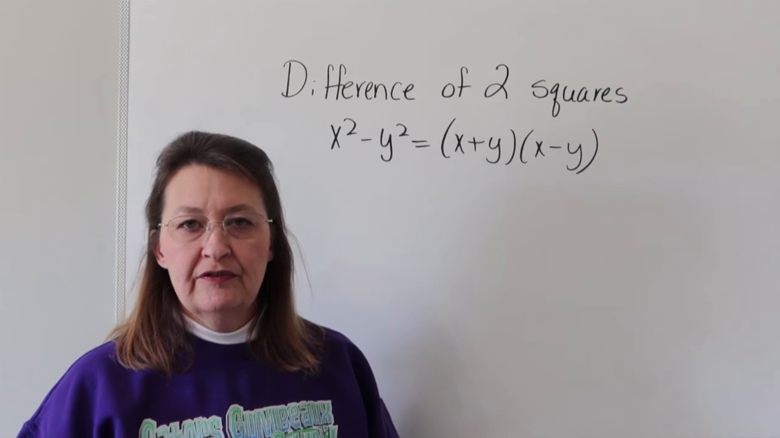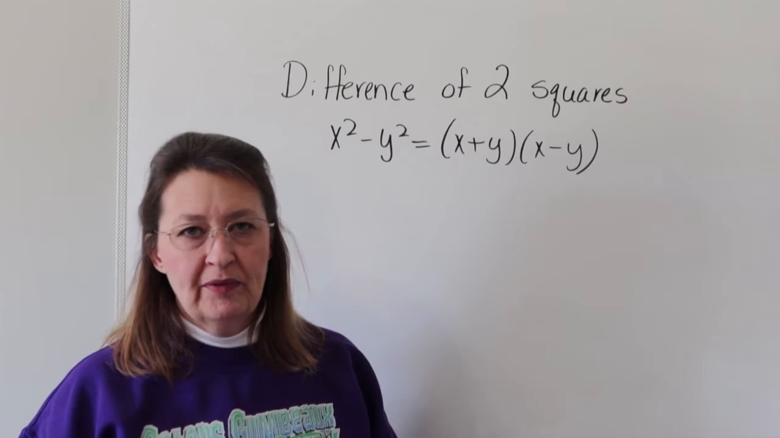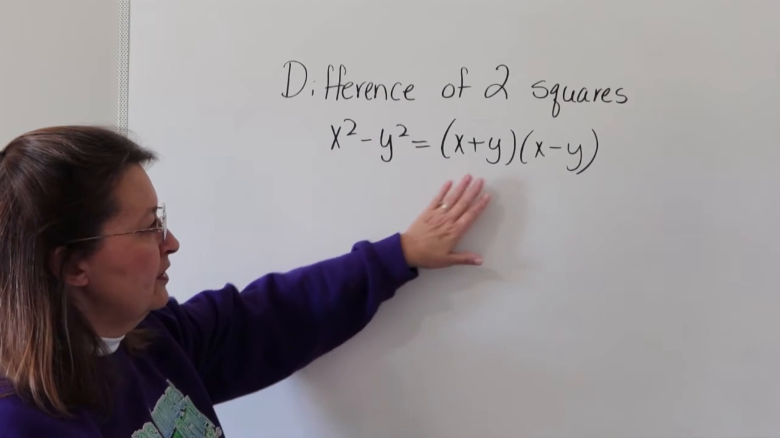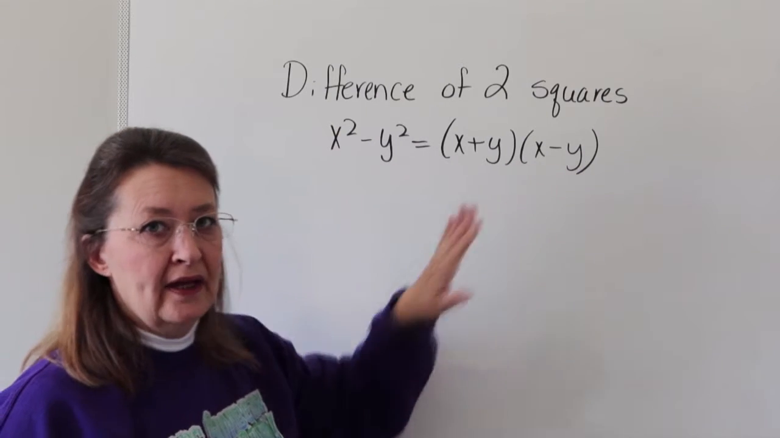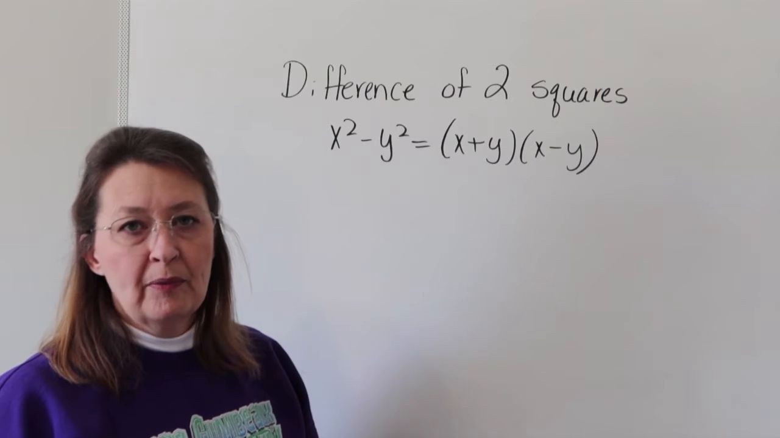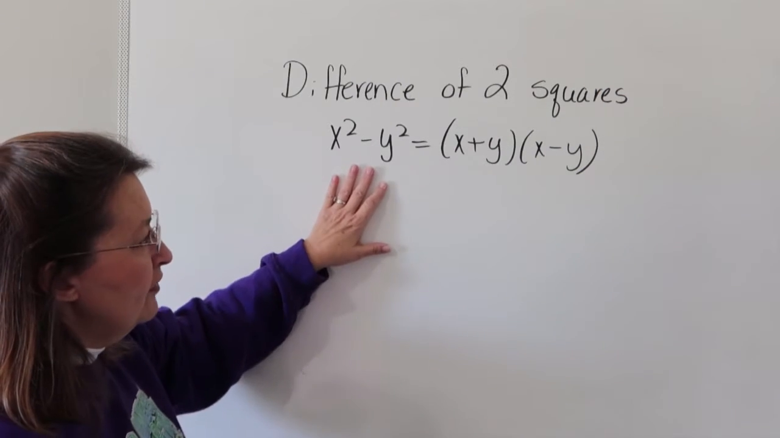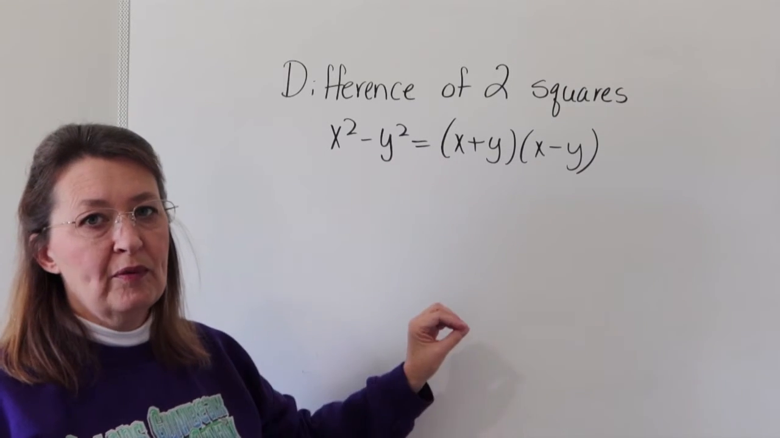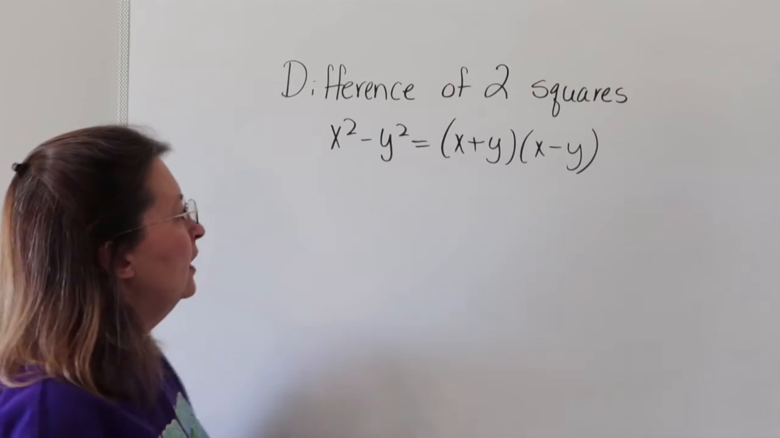In order to factor a difference of two squares, you're going to be using a formula, and this is your formula. X squared minus y squared is equal to x plus y, x minus y. A formula is just kind of an if-then proposition. If you have this, then you can do that. So first let's translate this formula into English.